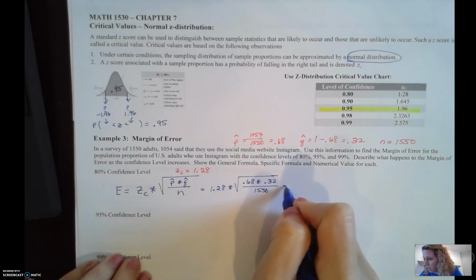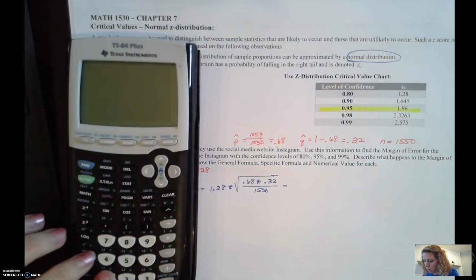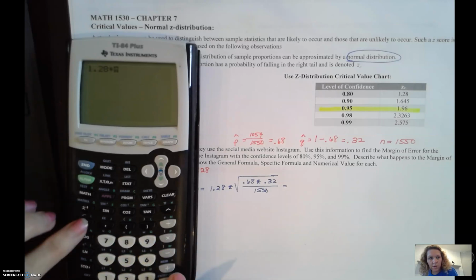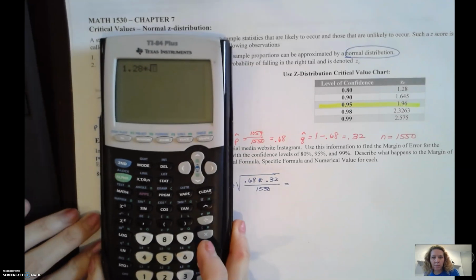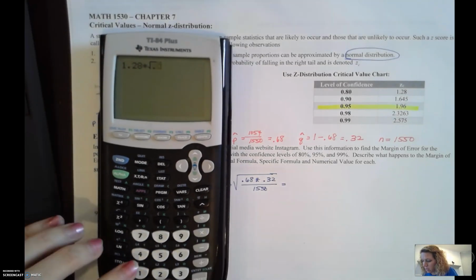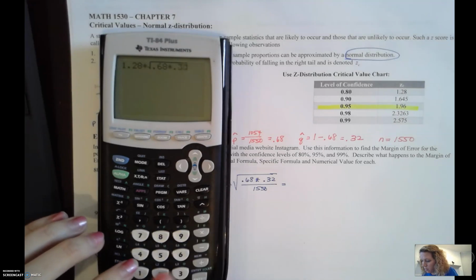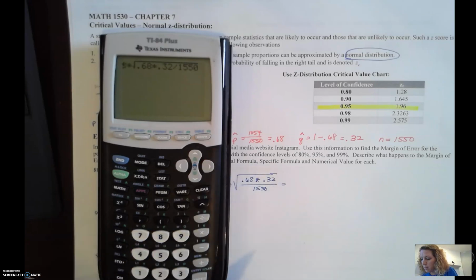Let's do this on our calculator. So 1.28 times the square root. Let's scoot it over here for you. It's a bit better light. Then 0.68 times 0.32 divided by 1550. Remember, make sure 0.68 times 0.32 divided by 1550 is all under the square root, then hit enter.